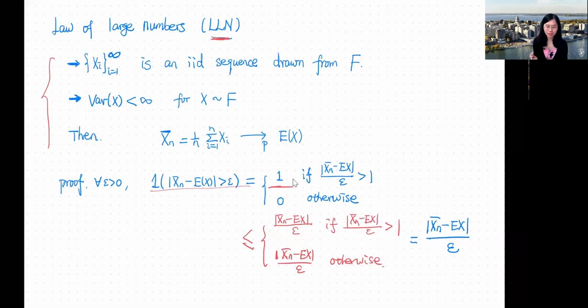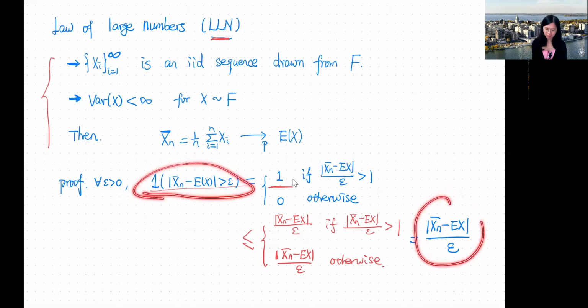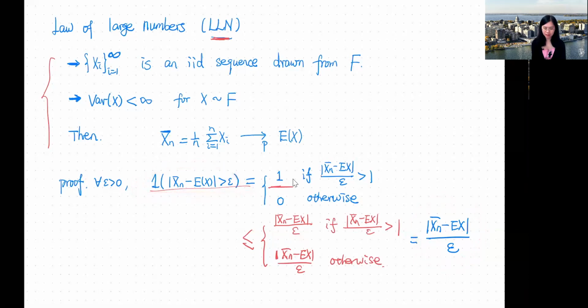So what have we done? We have found an upper bound in terms of the absolute value of Xn bar minus EX divided by epsilon for this dummy variable. So this dummy variable is less than or equal to this random variable in any state of the world. So in any state of the world, this random variable is less than or equal to this random variable. And therefore, the expected value of this random variable has to be less than or equal to the expected value of that random variable.